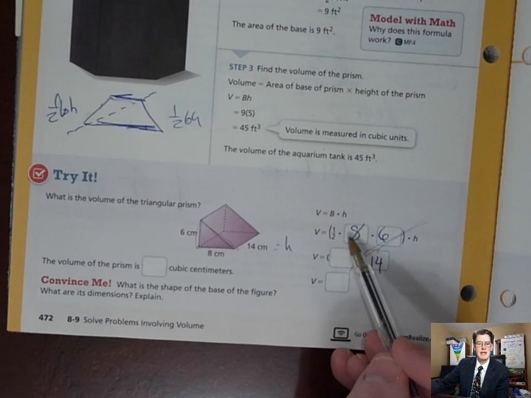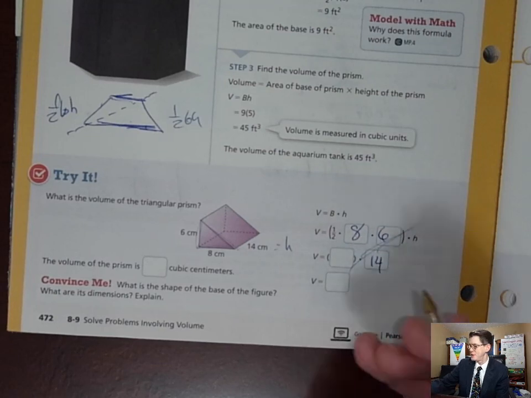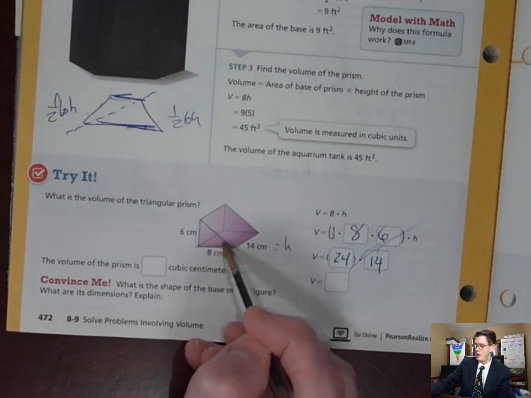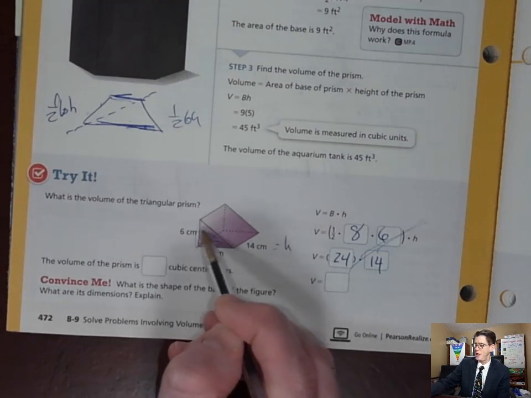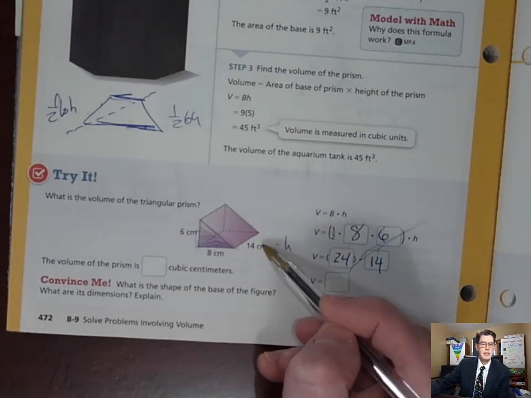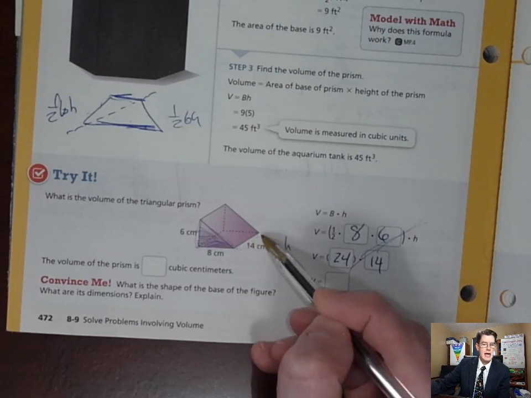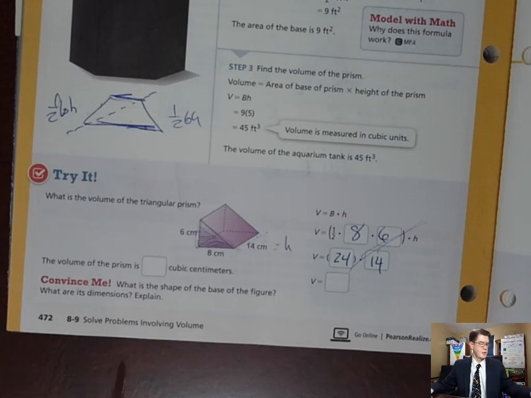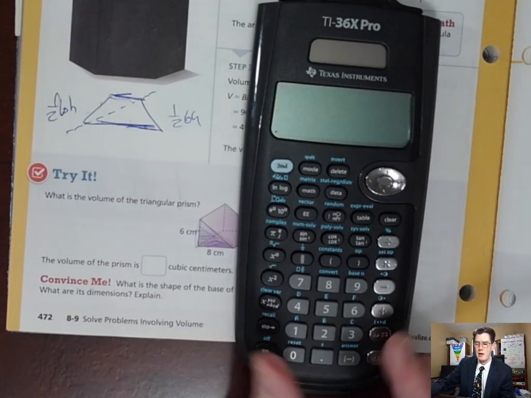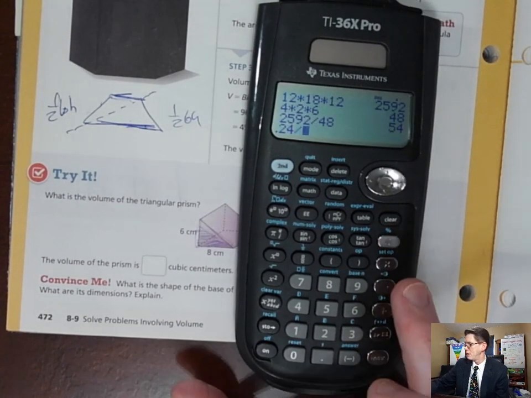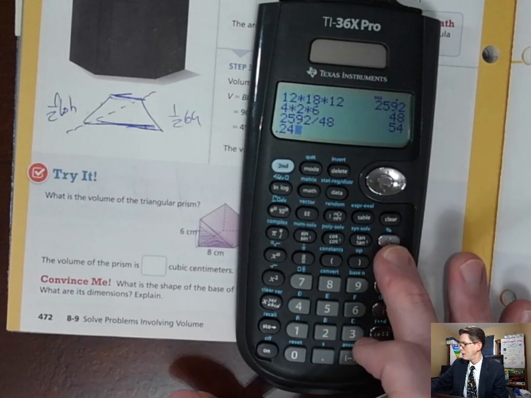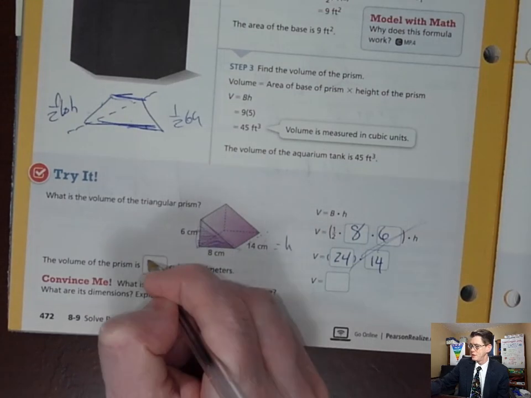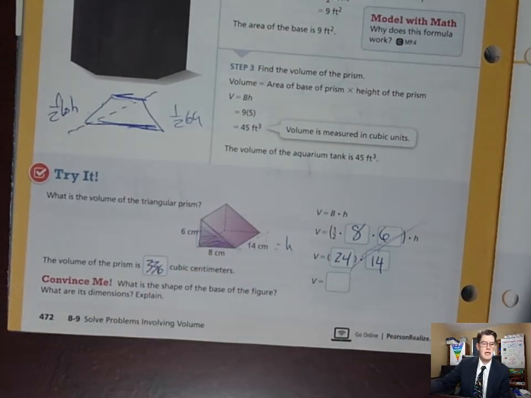Now let's do half of 8. Half of 8 is 4, so 4 times 6 is 24. So the volume is going to be this 24, this area of the triangle, times 14, or 14 times height. And I have no idea what 24 times 14 is, but my calculator knows. 336. So the volume is 336.